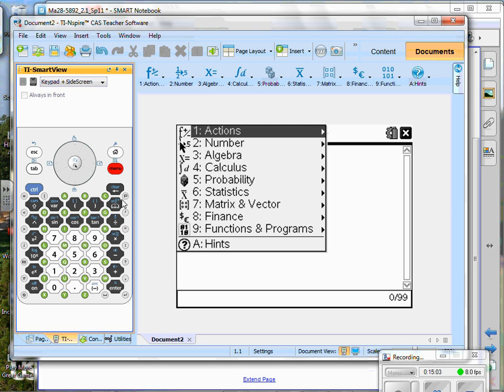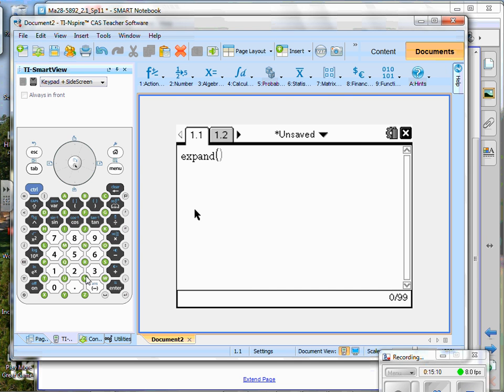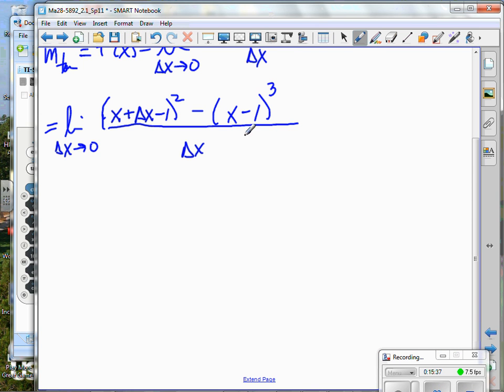So go to Menu, Algebra, and Expand. Menu, Algebra, Expand. And remember, we're going to have to put our own parentheses in because we got a binomial here. So x minus 1, and outside of the parentheses we put in, cube that. So it has to look like this. And we're going to press Enter. And there's our x cubed minus 3x squared plus 3x minus 1. Now, that's the piece that goes with this.